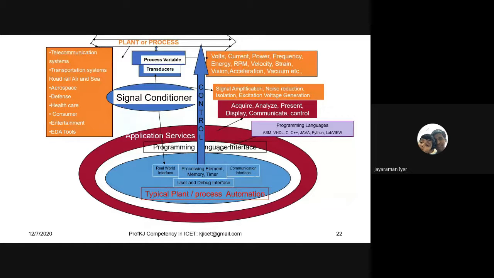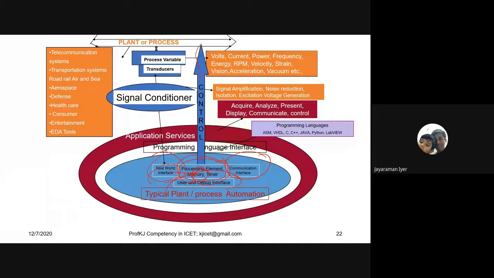So I have a real world interface in this processor board, or processing element, and there is a communication interface, and there is a user and debug interface. These are the 4 interfaces, 3 interfaces along with the processing element, which is memory, CPU, and the timer. Now, what is the next thing you are supposed to do? The output of this signal conditioner has to be taken to the real world interface. Then I should program this processing element in such a way that it acquires this real world signal and does the processing. In case it needs to be controlled, the control signal should be sent to the plant.